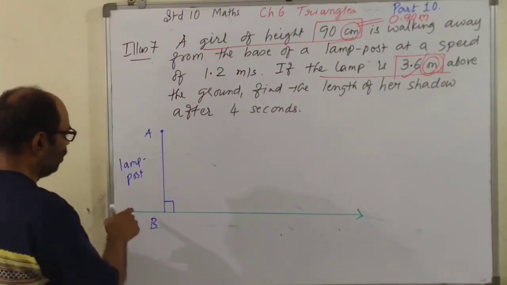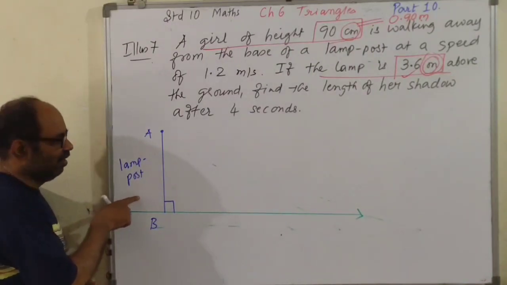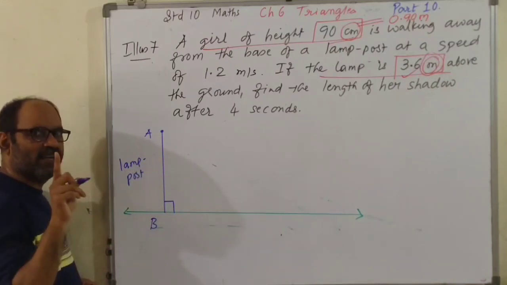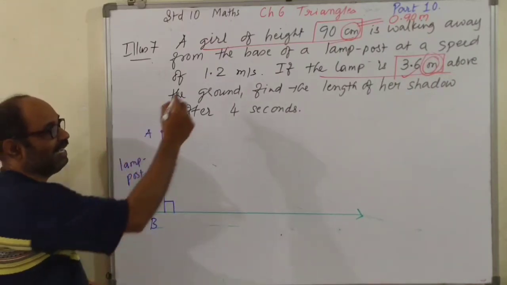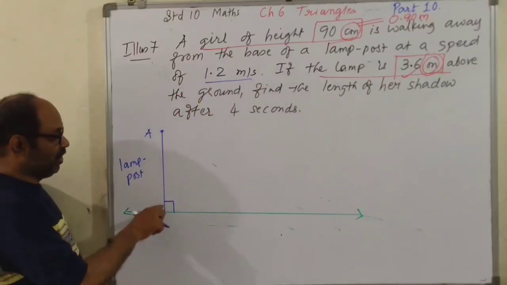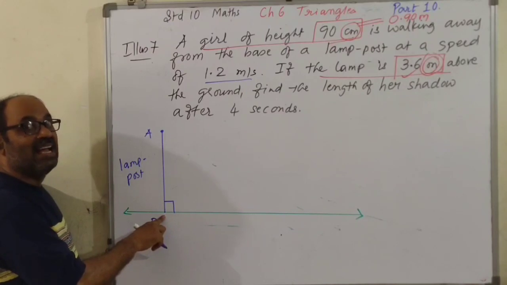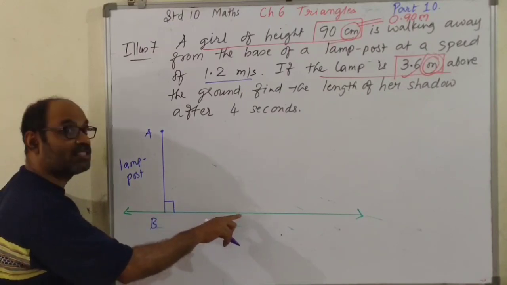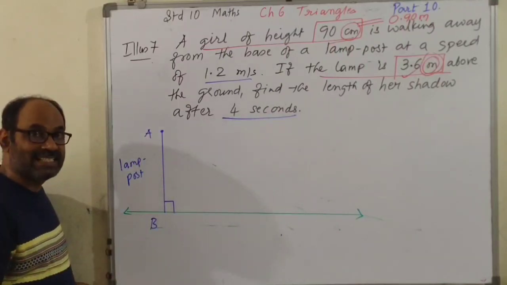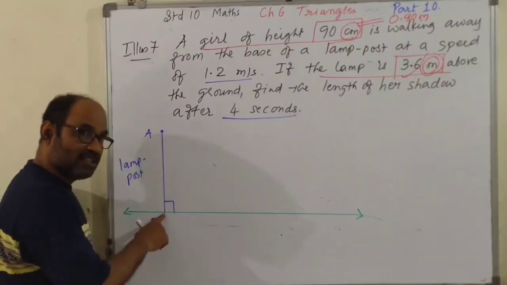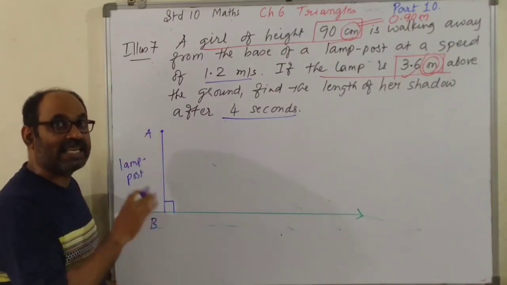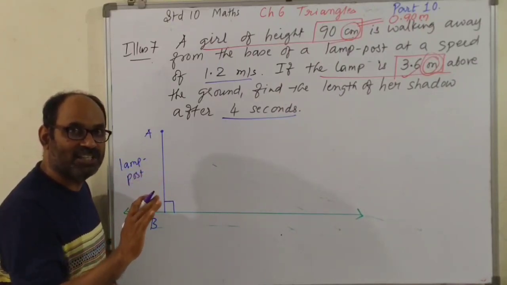Alright, now the girl is walking. She passes through the base. She is walking with a constant speed of 1.2 meter per second. That is the speed of the girl. She is at the base. From there, she walks for 4 seconds. When she passes through the base, she is walking with the speed of 1.2 meter per second, and that is constant speed. Speed is not changing.